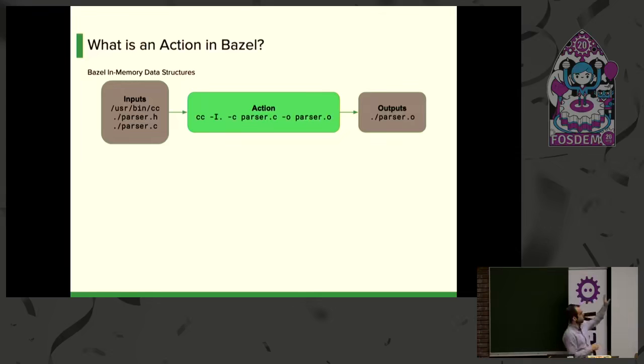The action contains a command line. In this case, we have an example for a CC compile that takes a source file and generates an object file. As part of the action, we register in memory what the inputs of that action are and what the outputs that we expect from it will be. You will notice that the inputs here contain the compiler itself. I've simplified it by just listing the binary, but of course that includes any libraries that we may depend on, etc.